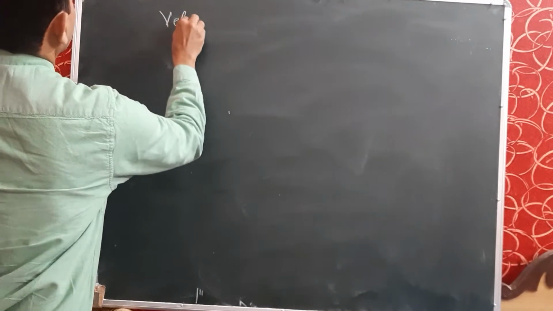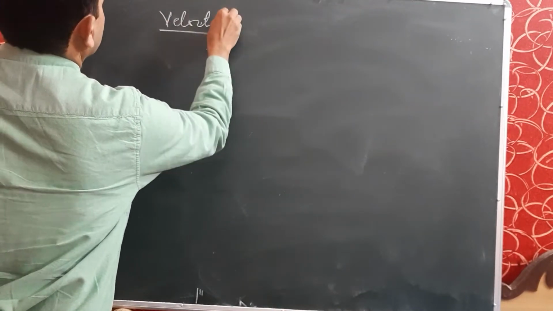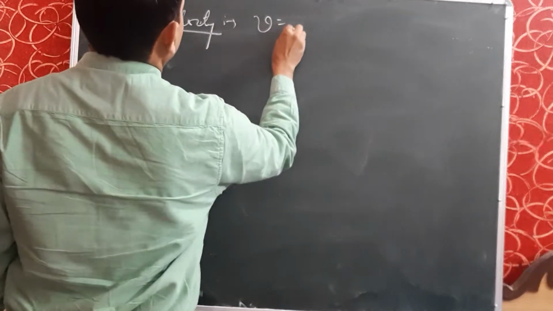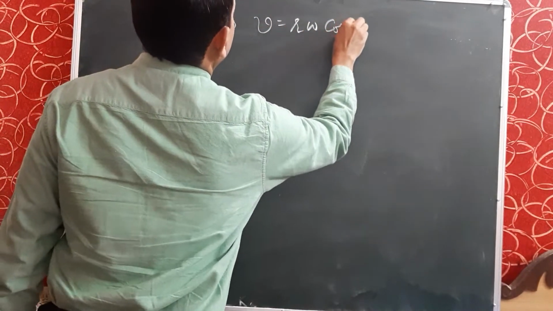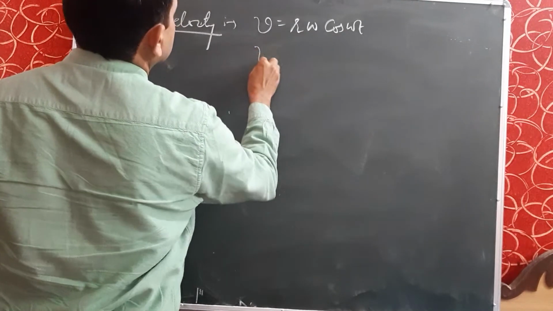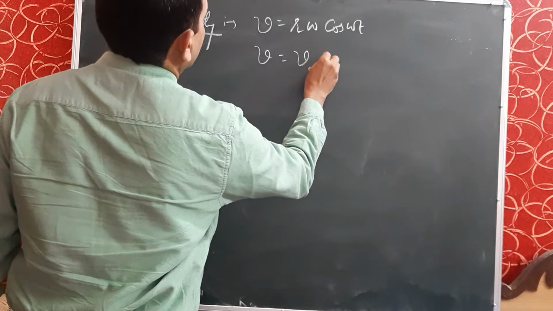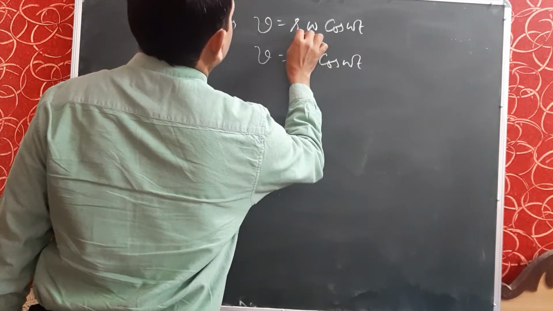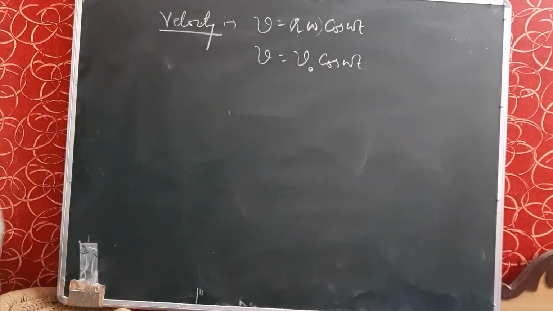Now, in continuation to the previous lecture, that is the characteristics of simple harmonic motion, we are doing the velocity. So, what is velocity? We have already proved velocity is equal to r omega cos omega t, and this r omega is taken as velocity amplitude v naught into cos omega t. This r omega is taken as v naught or velocity amplitude.